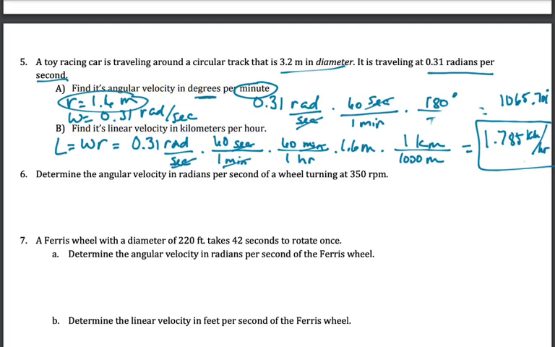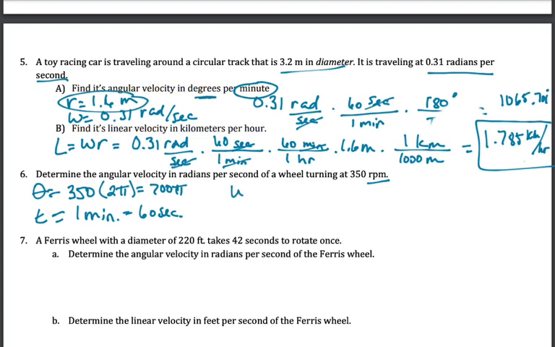All right, on the next example, we have determine the angular velocity in radians per second of a wheel that's turning 350 RPM, which stands for revolutions per minute. So that means that your theta, you're doing 350 full circles in 1 minute. So we're going to do 350 times 2 pi to figure out our angle. That's 700 pi radians. We also need our time. We're told that we do 350 revolutions per minute, so my time is 1 minute. And we need it to be in seconds, so that's the same thing as 60 seconds.